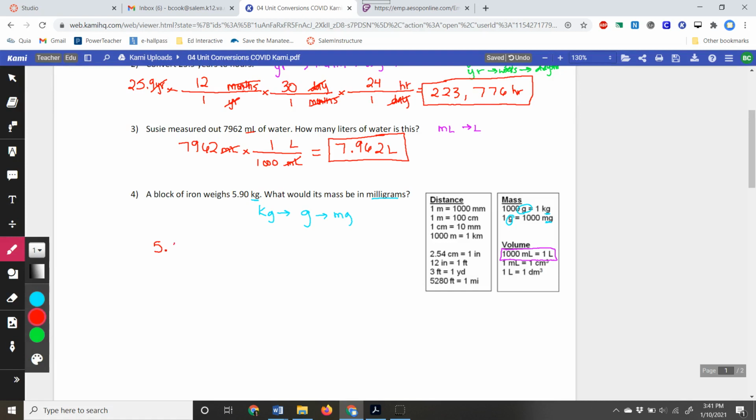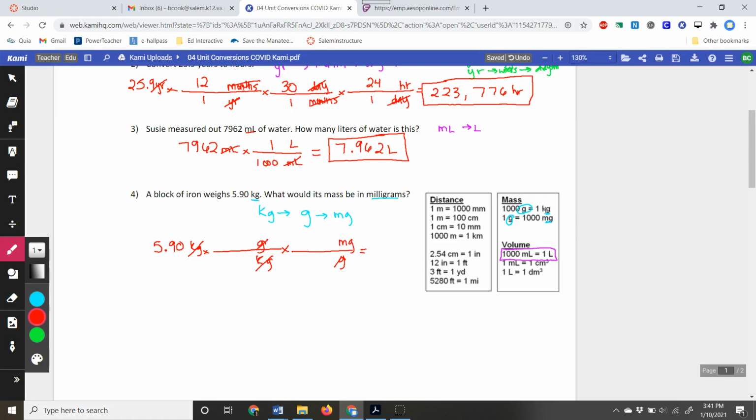So I'm going to start with 5.9 kilograms, and I'm going to get the kilograms to cancel out, and I'm going to go to grams. So the old unit kilograms has canceled, and the next unit in my flowchart, grams, is on top. I'm going to need another dimensional analysis bar, so I'm going to need to get grams to cancel, and I'm going to go to the new unit in my flowchart, milligrams.